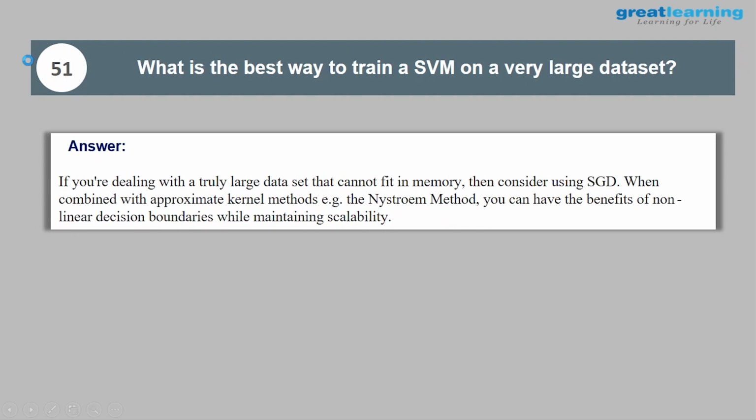Now we will have a look at what the best way is to train an SVM on a very large data set. If you are dealing with a truly large data set that cannot fit in memory, then consider using SGD. But what is SGD? Stochastic gradient descent. When combined with approximate kernel methods like the Nystroem method, you can have the benefits of non-linear decision boundaries while maintaining scalability, right? So this is how you can actually handle a large data set to train an SVM.